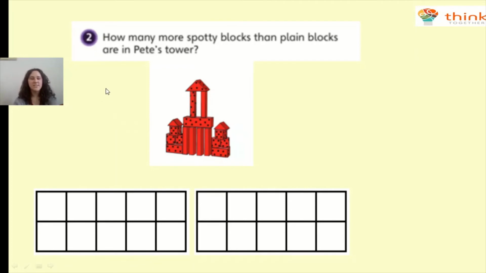Our last question says, how many more spotty blocks than plain blocks are in Pete's tower? So let's start by thinking about the important information that's going to give us the numbers we need. Have a think. What tells us the amounts that we need for our number sentence? Did you spot it? This one's a bit trickier.